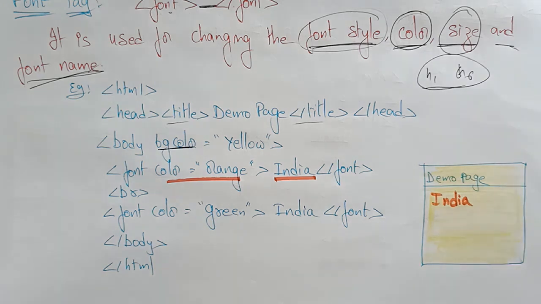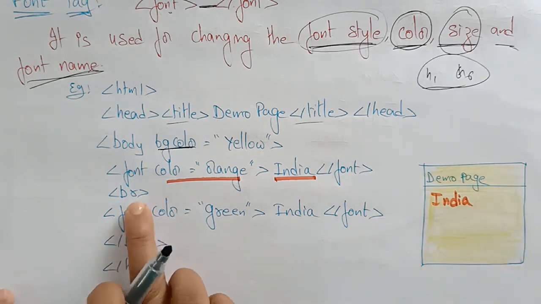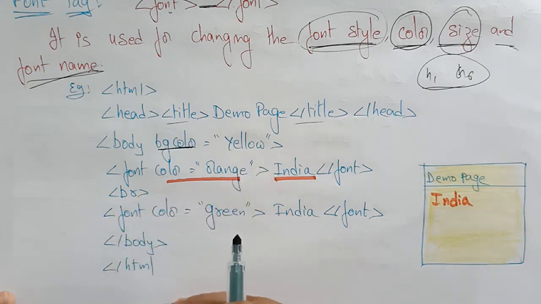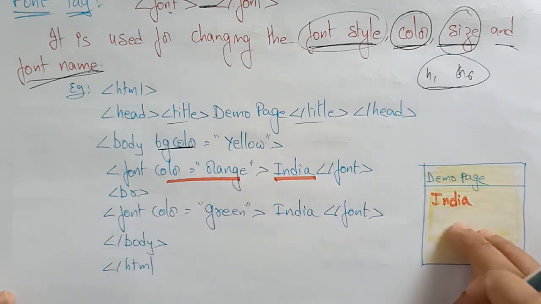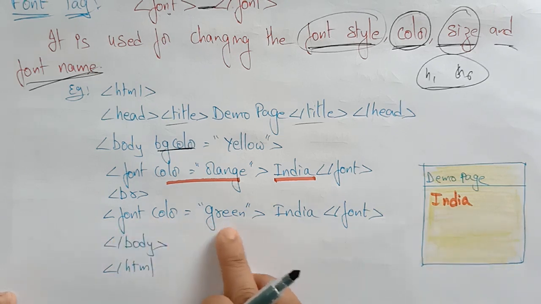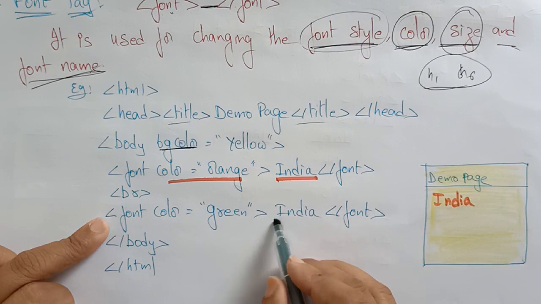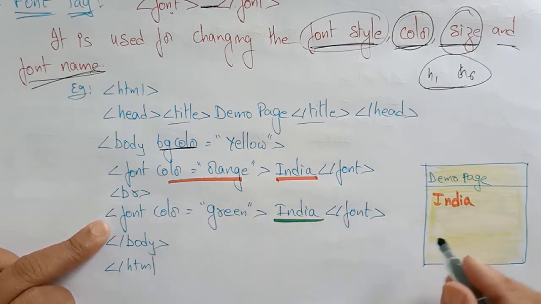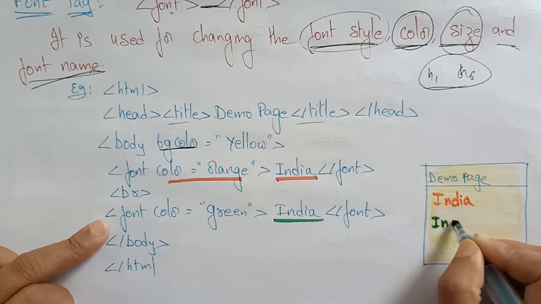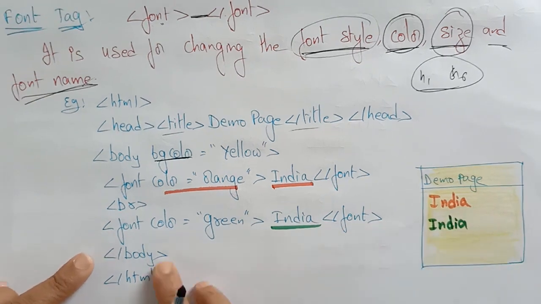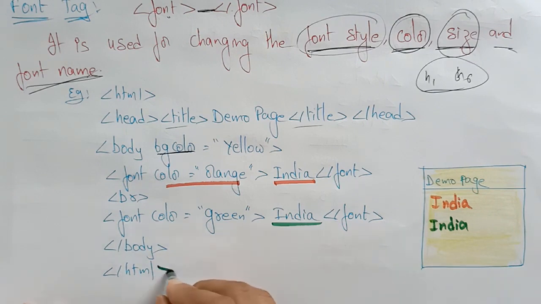Next, whenever you use the break tag, this is a standalone tag. Break means one line should be skipped, and the next message will be printed on the next line in the page. Then the font color: whatever message I have written between the font open and close should be printed in green color. So India prints in green color, and then body close, HTML close.